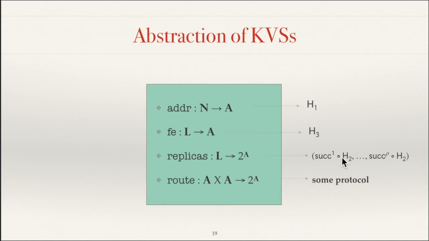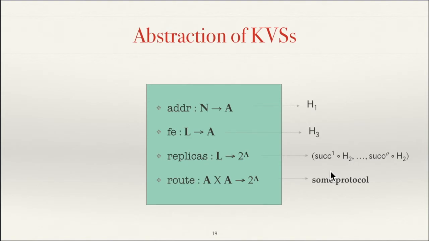Because that's what we did. We first computed H2 of the label and then computed the successors of those hashes. And finally, there is a route mapping which takes in two addresses and returns the set of nodes that would fall on the path of these two nodes.